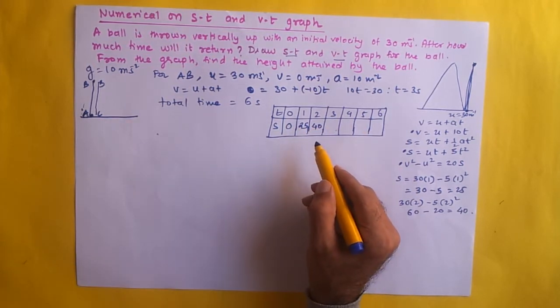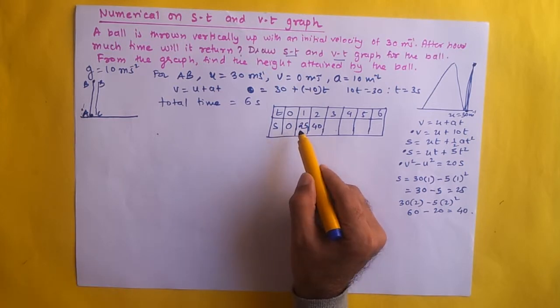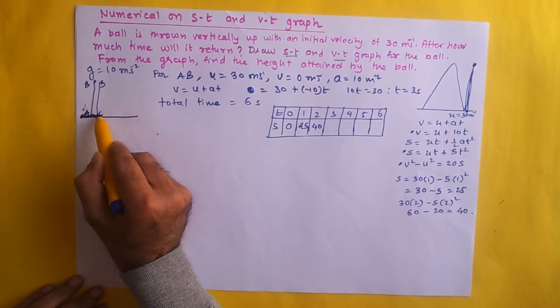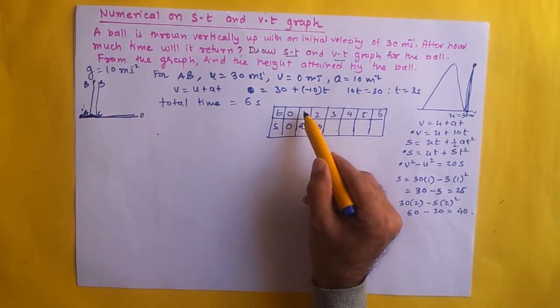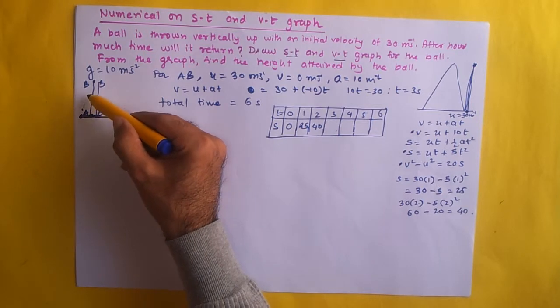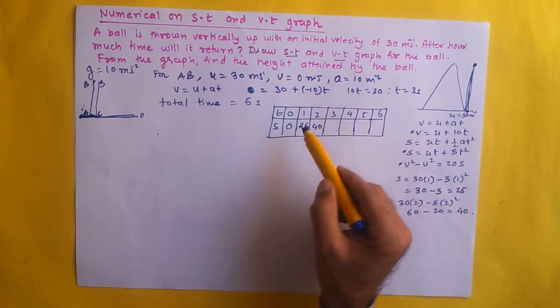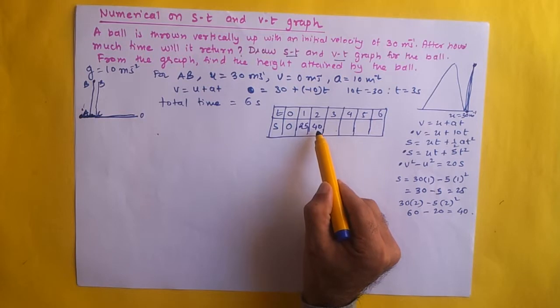Now here, what we need to understand is that these are the values of displacement that we're getting, meaning the distance from this particular point. This is our reference, this is our baseline, this is the 0 line. So what it means is that after 1 second, it would have traveled 25 meters up, and after 2 seconds, it would have traveled 40 meters up. And this 40 is not in addition to 25. This is the absolute distance from the baseline.